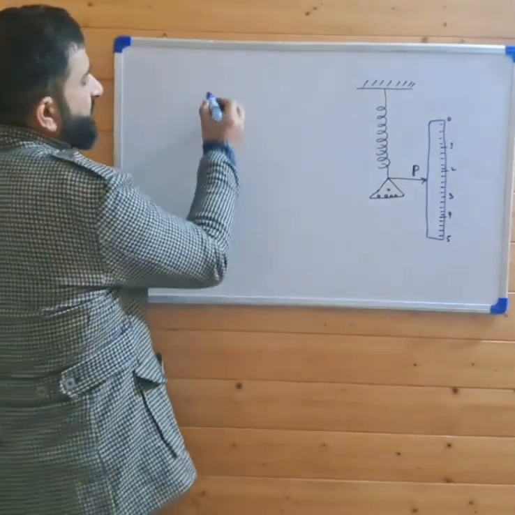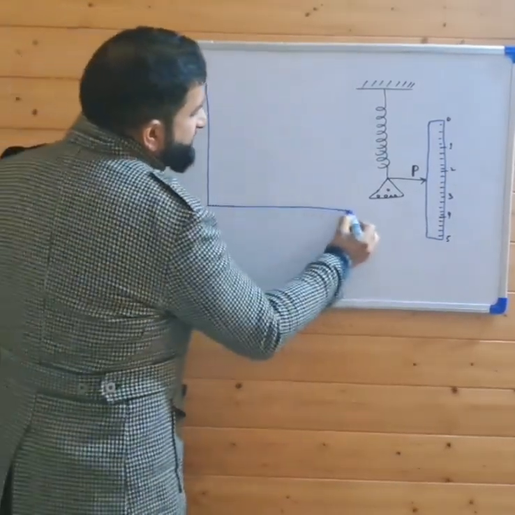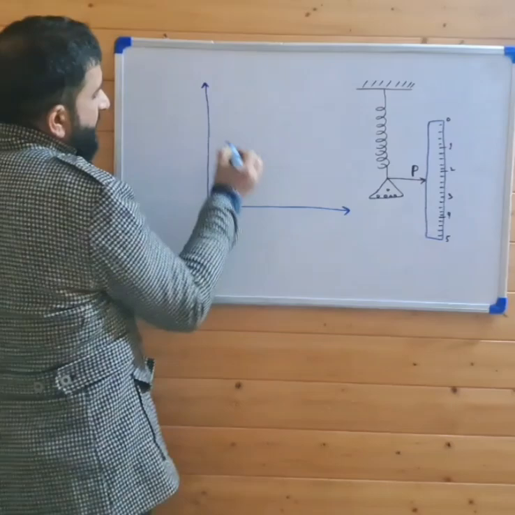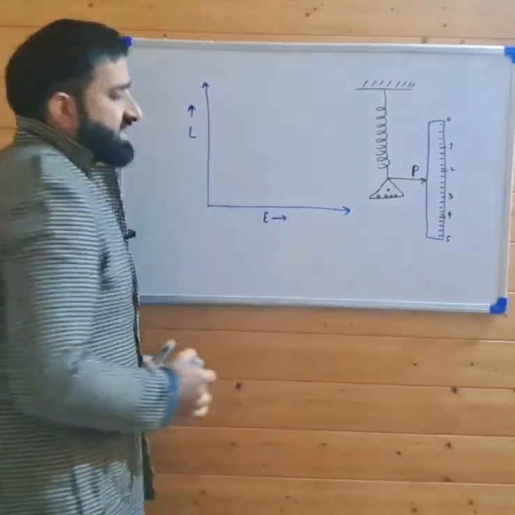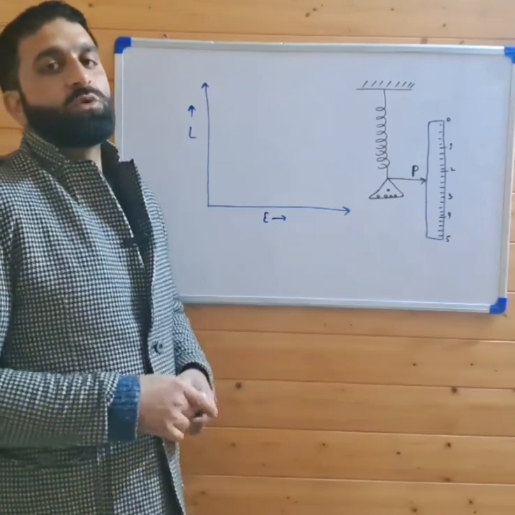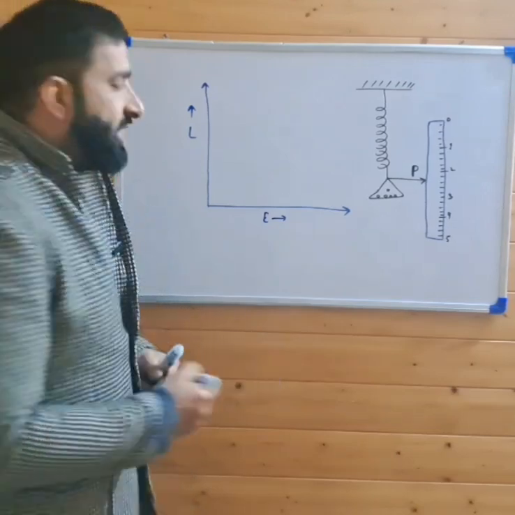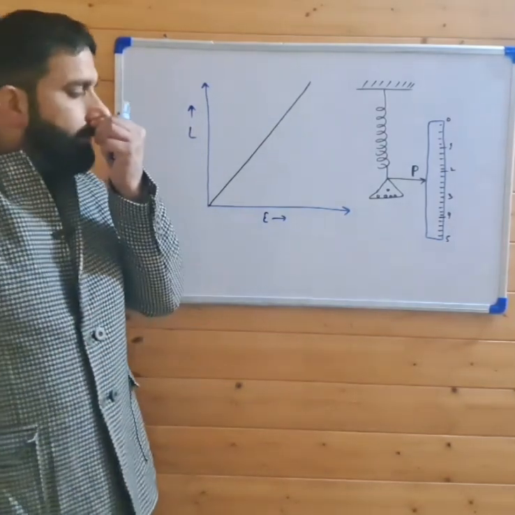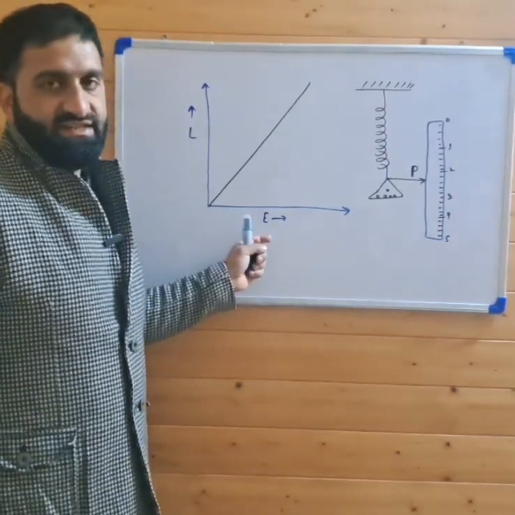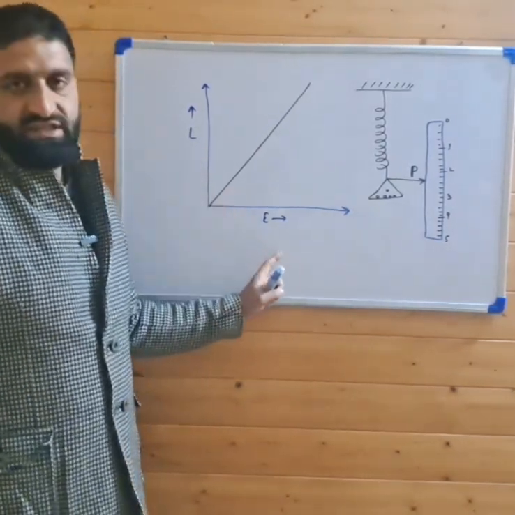Plotting a graph between the load applied and the extension produced. This is load applied and this is extension produced. As the extension produced is directly proportional to the load applied, we are having a straight line graph. That means if the load is increased, extension is increased. If the load is decreased, extension is decreased.